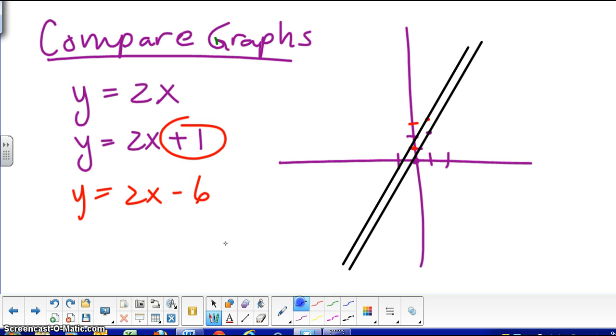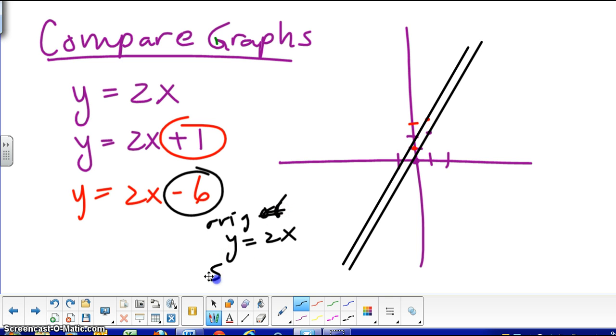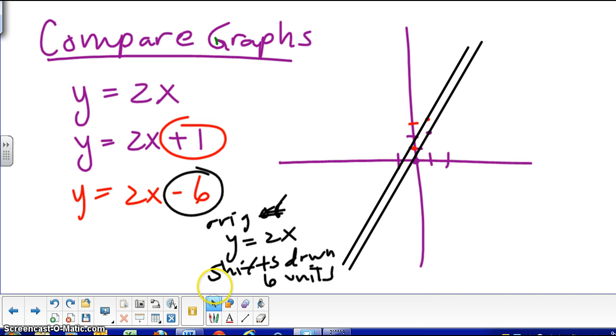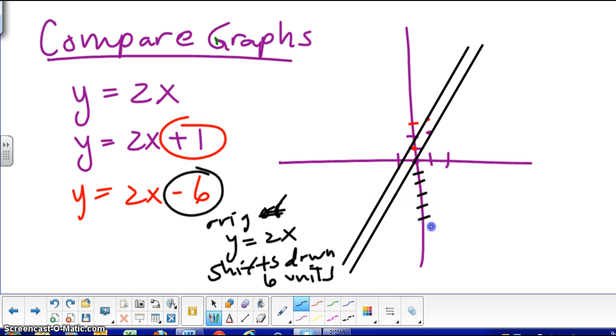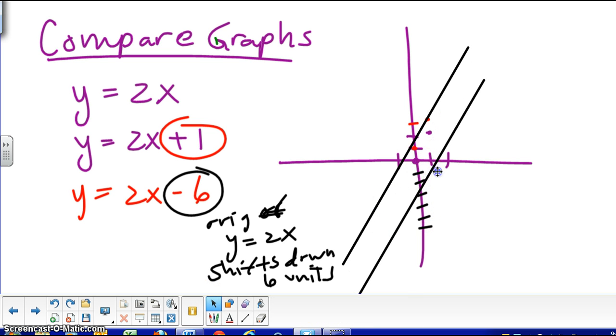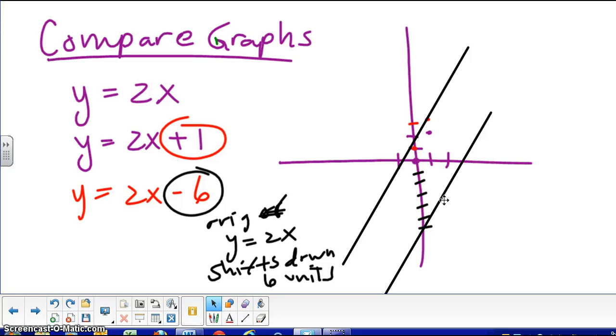Alright, you guessed it. It is negative 6, which means the original graph of y equals 2x shifts down 6 units. So this one, if I had a 1, 2, 3, 4, 5, 6, it would take this and go 1, 2, 3, 4, 5, 6. It would be the exact same slope, all parallel lines, and that's about it for today. Thank you so much.